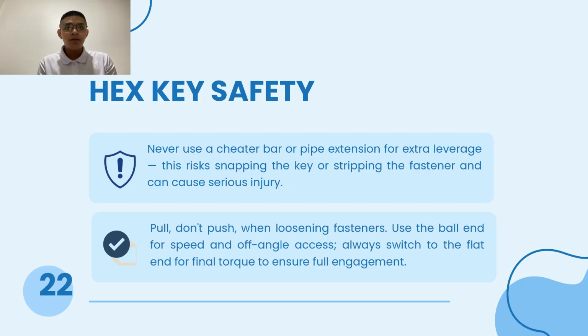To maintain safety with hex keys, never use a cheater bar or pipe extension for extra leverage, as this risks snapping the key or stripping the fastener and can cause serious injury. When loosening a fastener, always pull towards yourself rather than pushing away to maintain control. You can use the ball end for speed and off-angle access, but always switch to the flat end for the final torque application to ensure full engagement with the fastener socket.